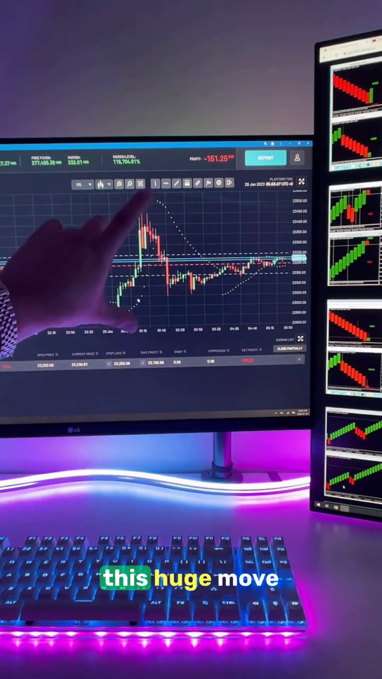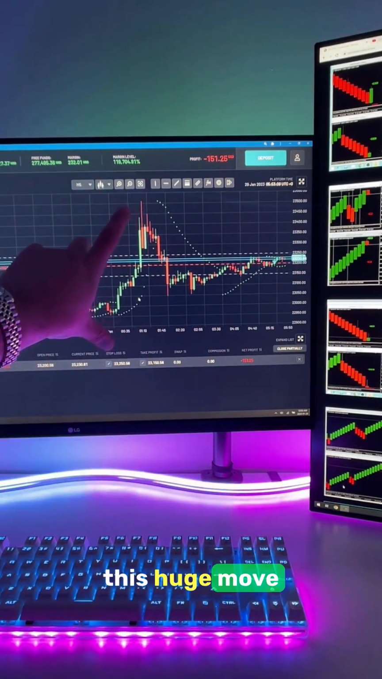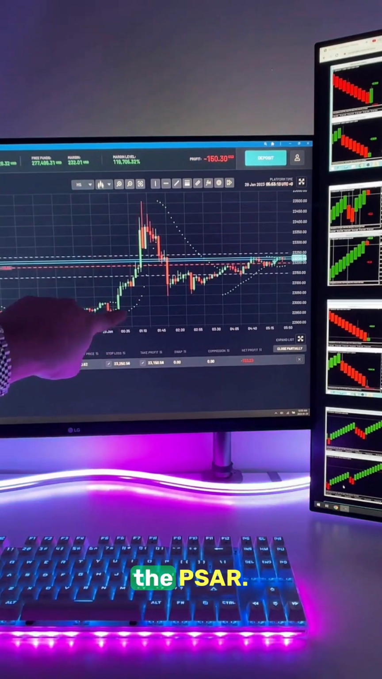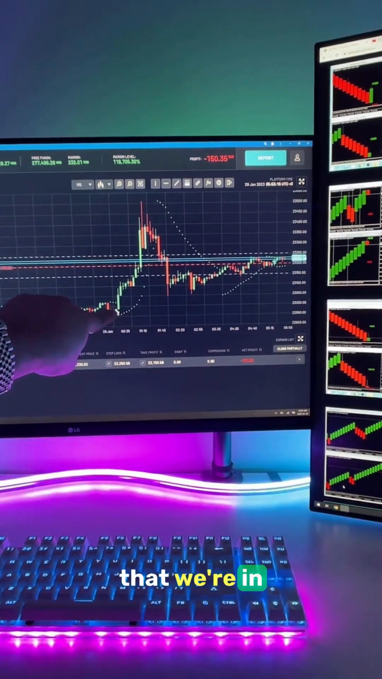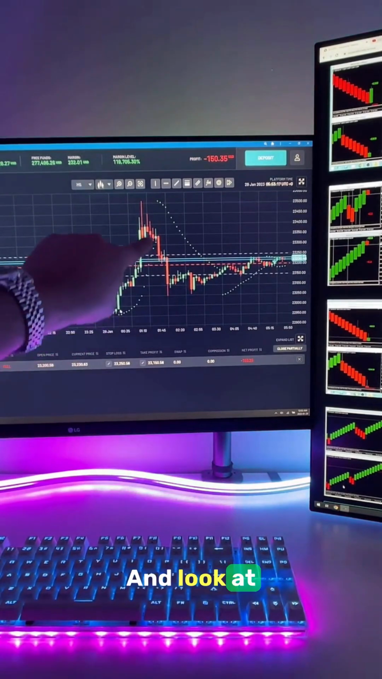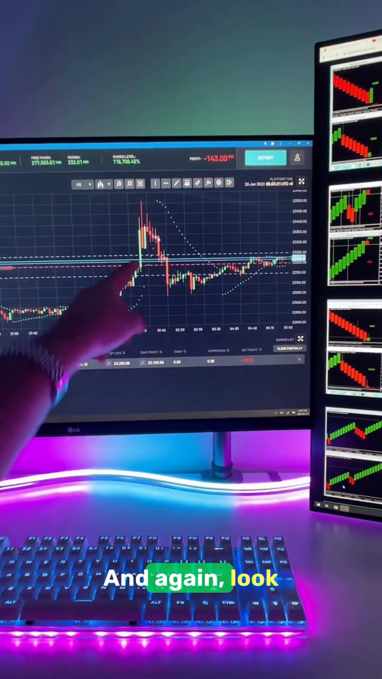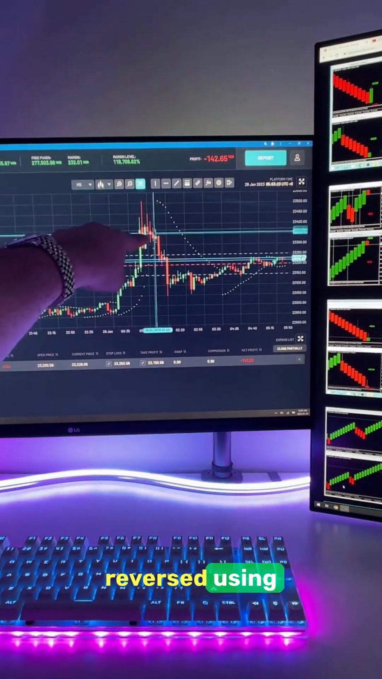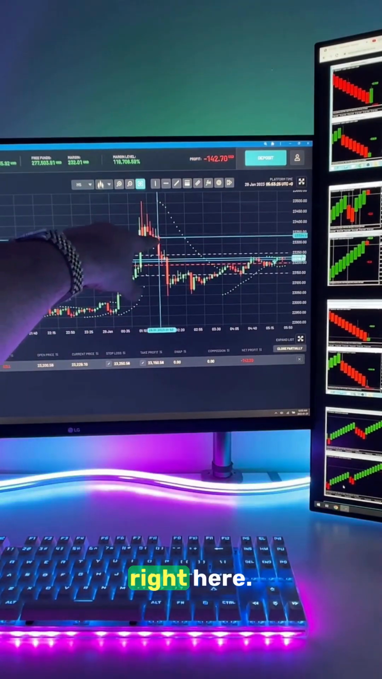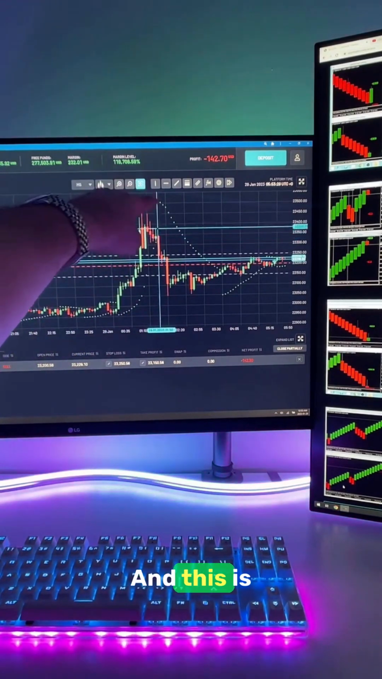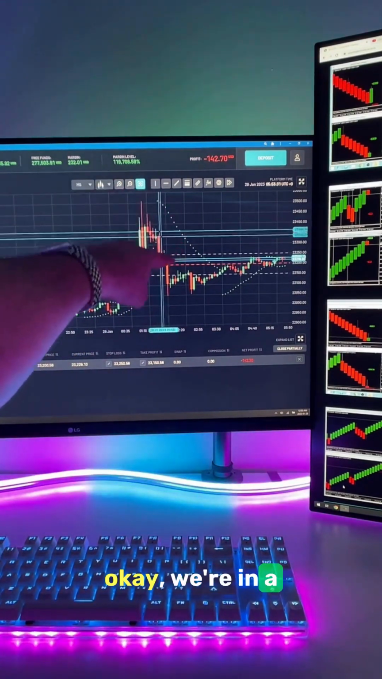uptrend. And look at this huge move that we could have seen by just following the PSAR. It was showing that we're in an uptrend right here. And look at how far up we came. This is hundreds and hundreds of points. And again, look at where we reversed using the PSAR. We reversed right here, and look at how far down it came. And this is where it was saying that, okay, we're in a downtrend.